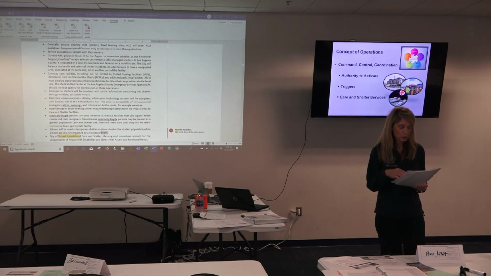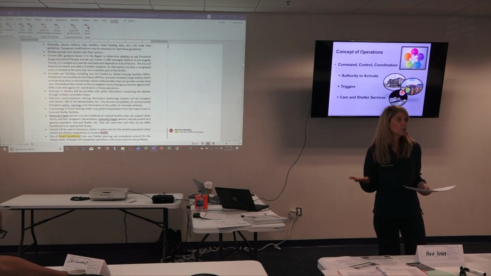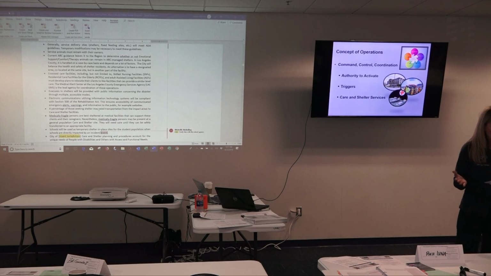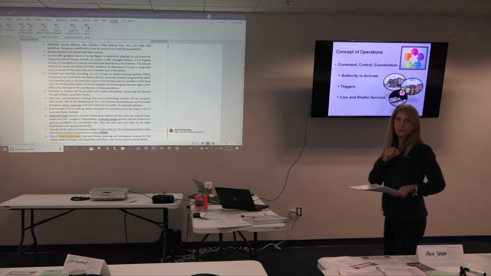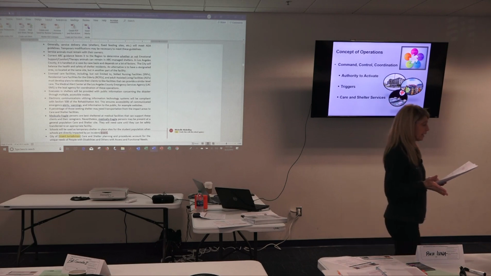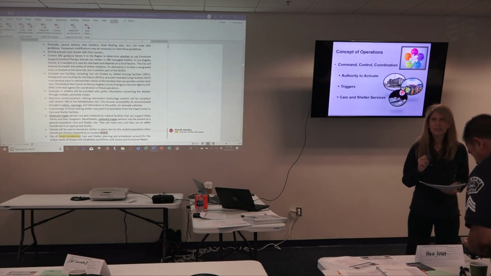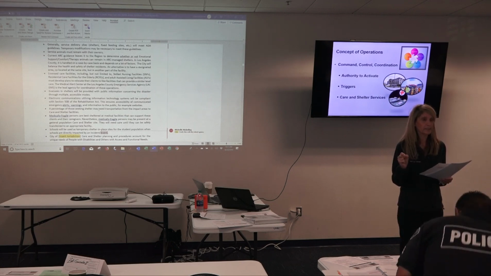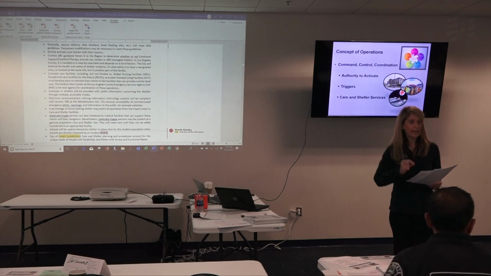I'm not going to go into them in depth, because if you don't have these, then you're just going to delete this whole section. But for example, in the city of LA, we have a mass care and shelter annex, and then we have 6 to 7 supporting appendixes to the annex.